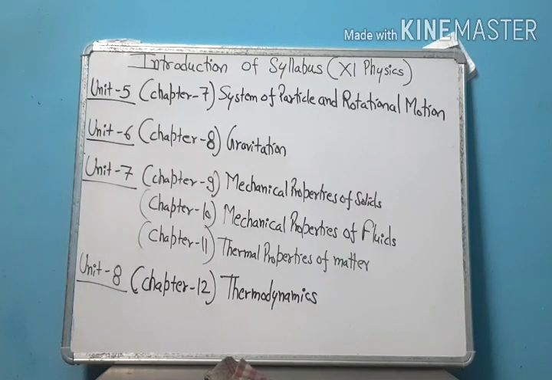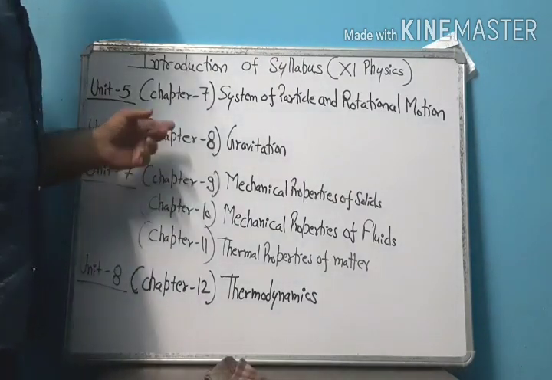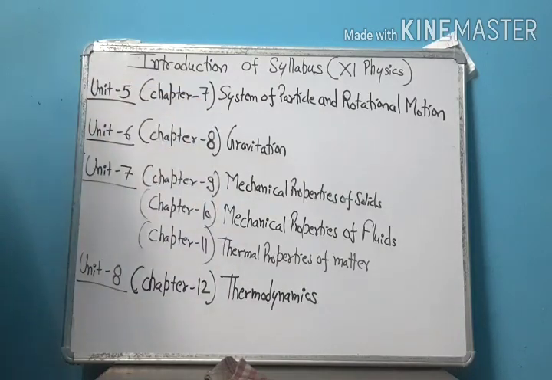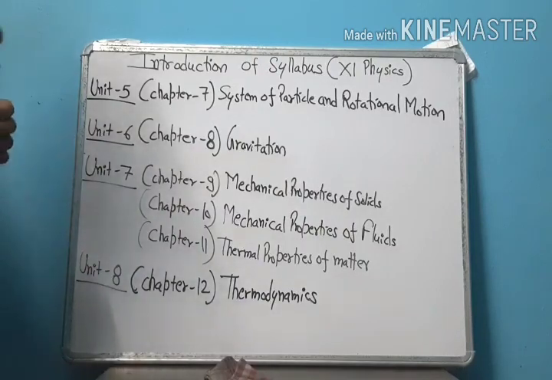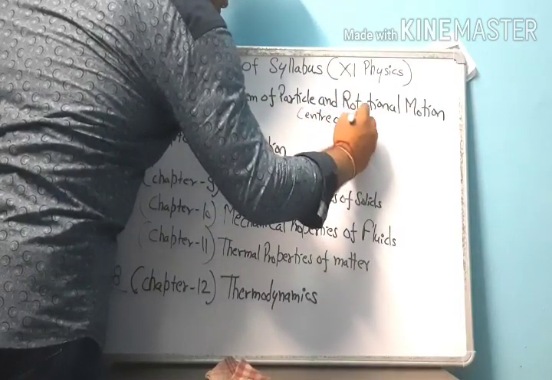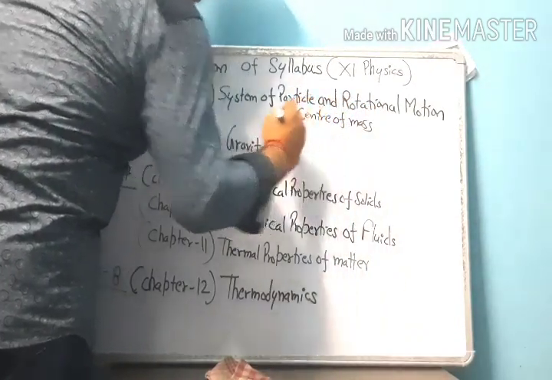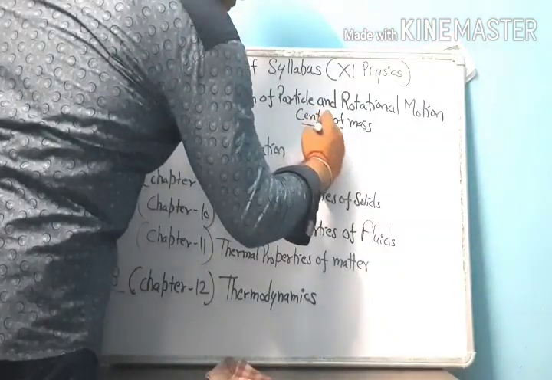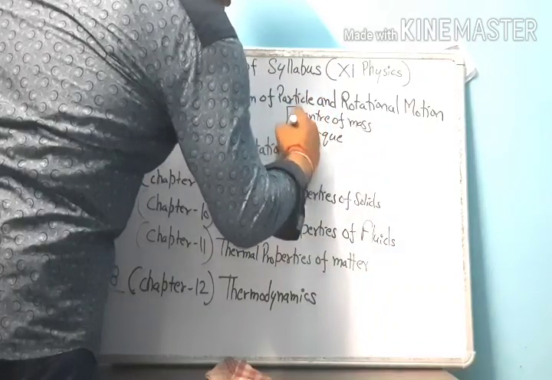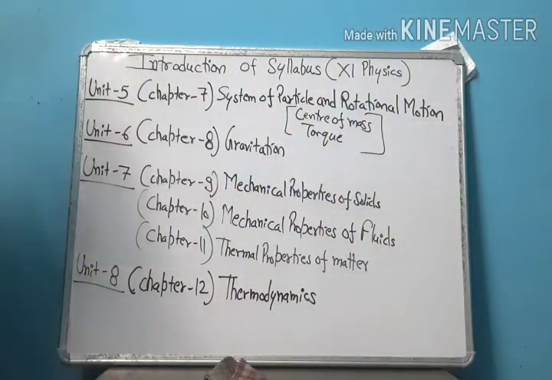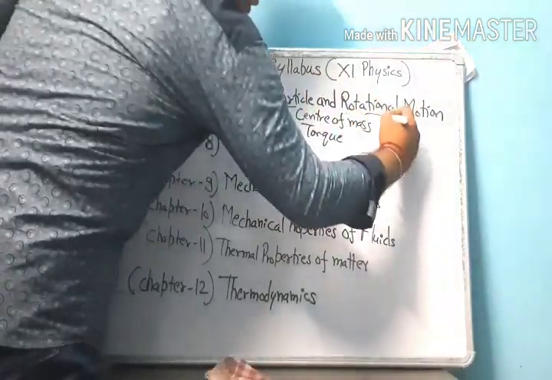Moving on to the next unit, unit number 5, which comprises one chapter, chapter number 7, system of particles and rotational motion. In this chapter we have to study center of mass. Next topic is torque.